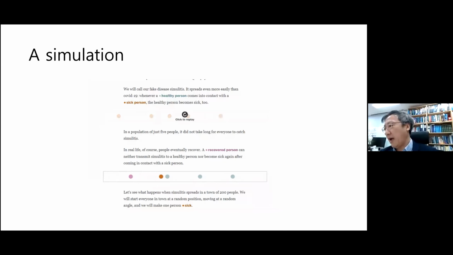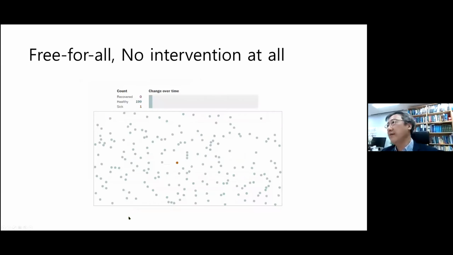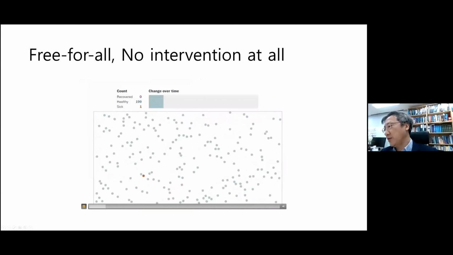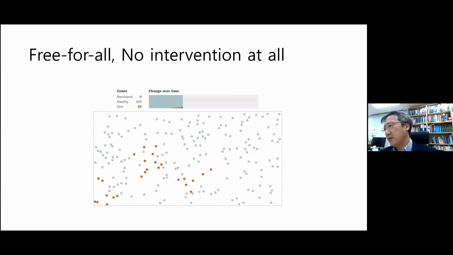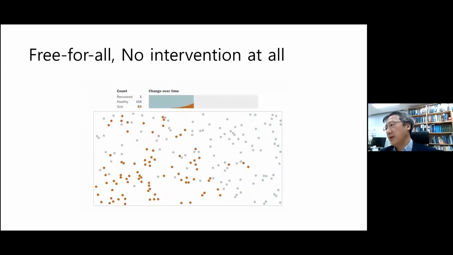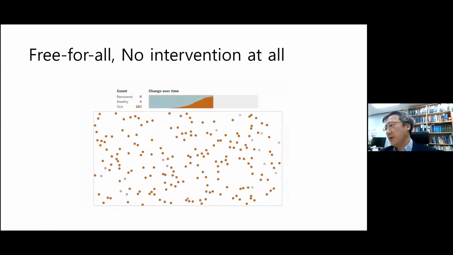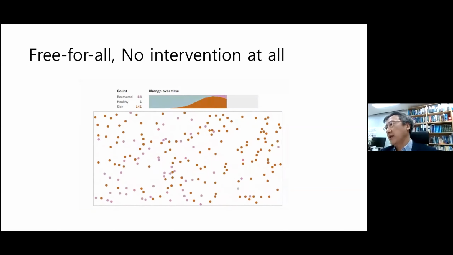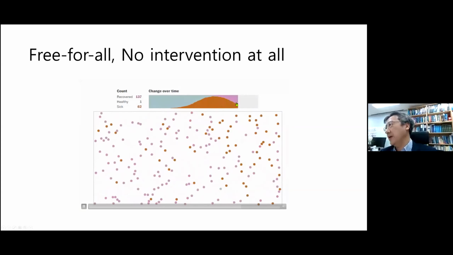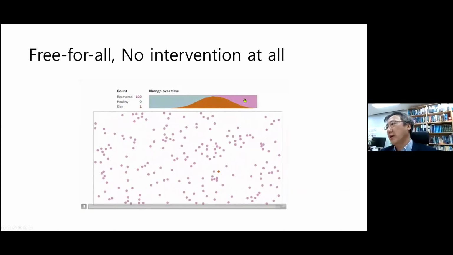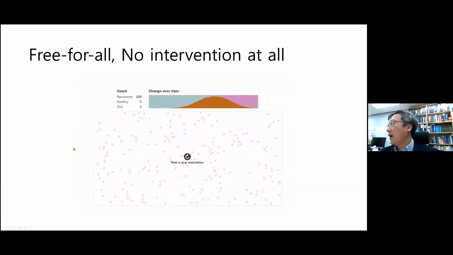But in reality, after being sick, the person recovers and becomes a recovered person. So that is the graphical information. If we don't do anything, no intervention at all, then the situation is like this. Everybody just moves freely, and even just one contact causes infection, and then after a certain period he or she recovers. Take a look at the number of patients over there, a big curve, and then those are the recovered persons.